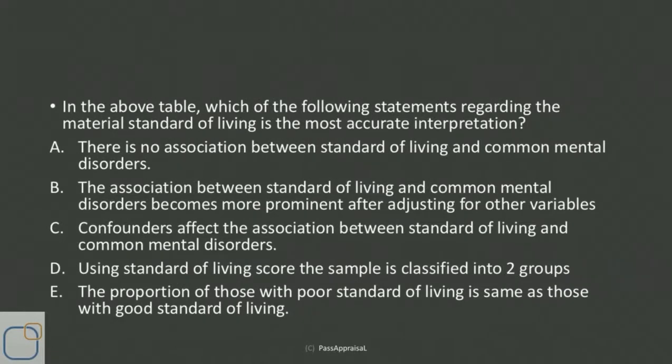In the above table, which of the following statements regarding the material standard of living is the most accurate interpretation? A. There is no association between standard of living and common mental disorders. B. The association between standard of living and common mental disorders becomes more prominent after adjusting for other variables. C. Confounders affect the association between standard of living and common mental disorders. D. Using standard of living score, the sample is classified into two groups. The proportion of those with poor standard of living is same as those with good standard of living.